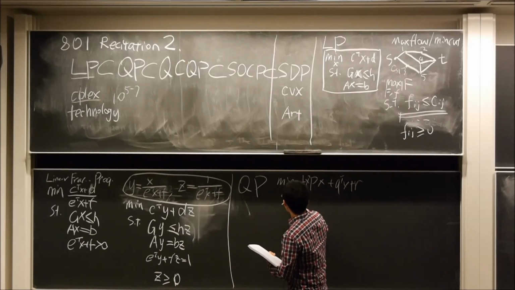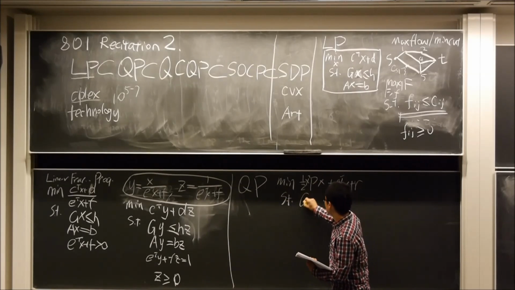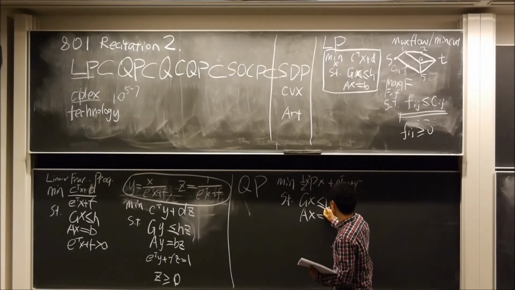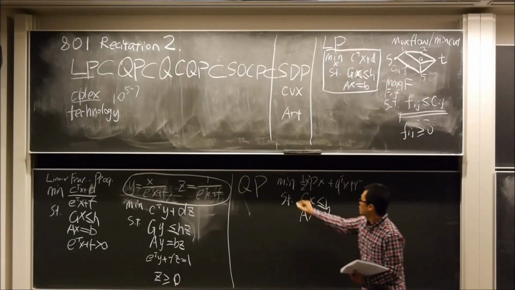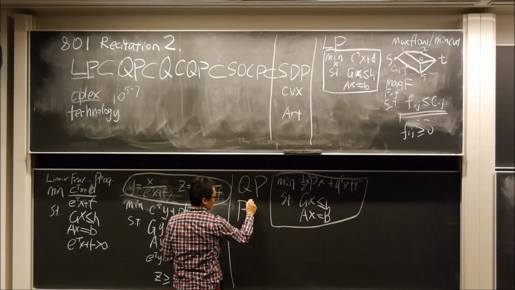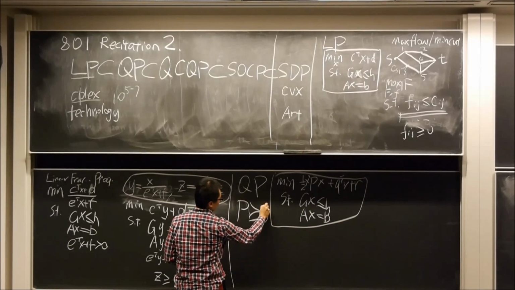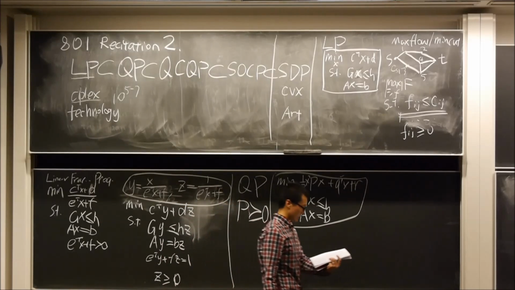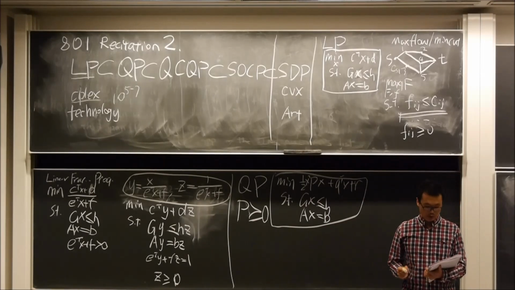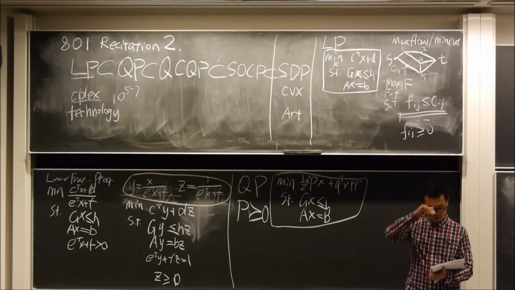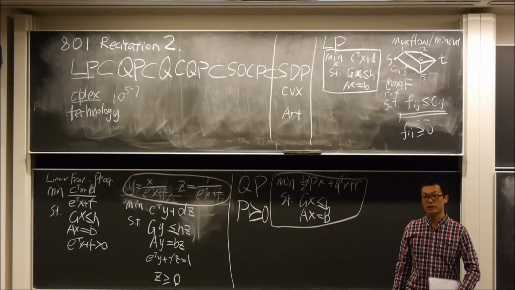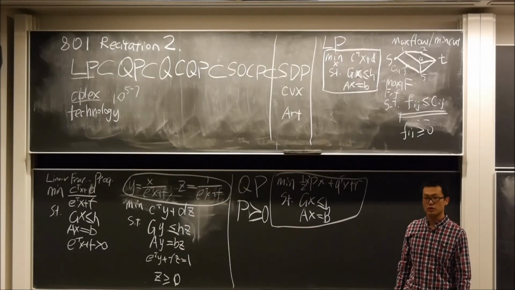So, again, subject to some linear constraint. So that's the usual form of QP. And we need this P to be positive semi-definite in order for this QP to be convex. You definitely know many of the problems that we are interested in machine learning and in statistics are actually a QP.